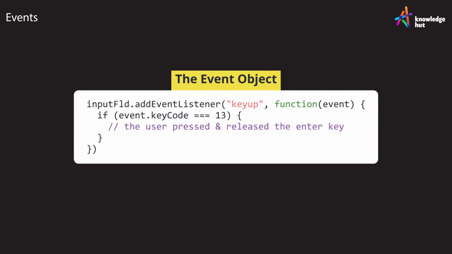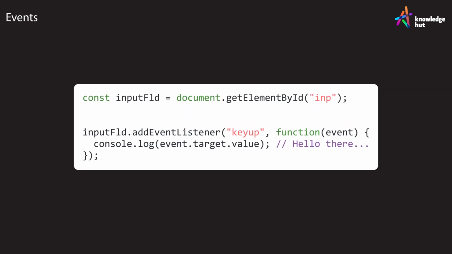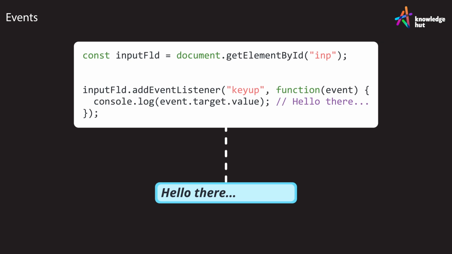Events also provide us with valuable data regarding the event in the handler function. In the example here, we get the key code value for the button that has been pressed and released. By specifically looking for key code 13, which is the code for the enter key, we can perform a task such as submitting a message that the user has typed specifically when he presses the enter key on the keyboard. In this example, we can access the text that the user has typed in the input field by using event.target.value.